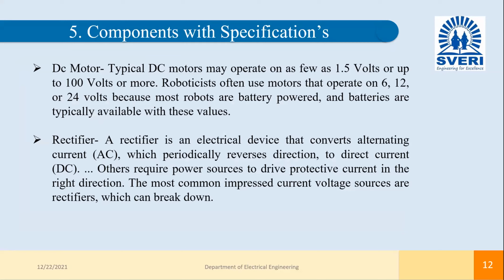Specification: DC motor. A DC motor operates from 1.5 volts up to 100 volts. In robotics, motors use 6 volt, 12 volt, 24 volt because most robots are battery powered and it is available with these values. Rectifier. It is an electrical device that converts alternating current to direct current. Next slide, please.